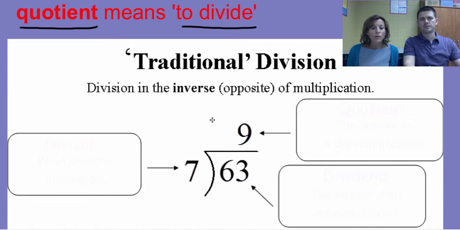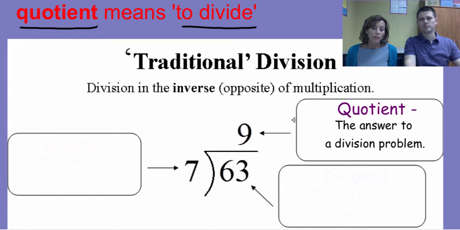We're going to add 3 more vocabulary words to the sample. Again, we're going to start with quotient. The answer to a division problem is quotient. So in this example, 9 is the quotient.